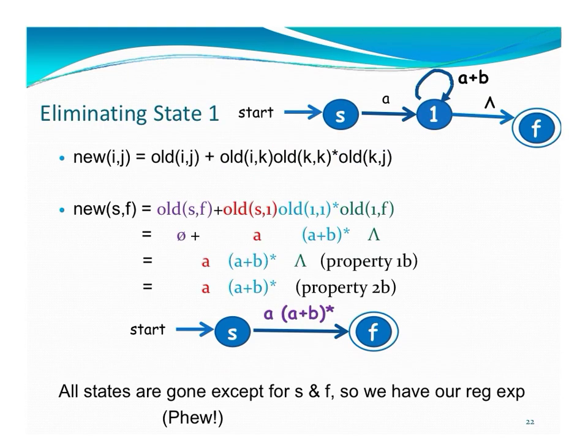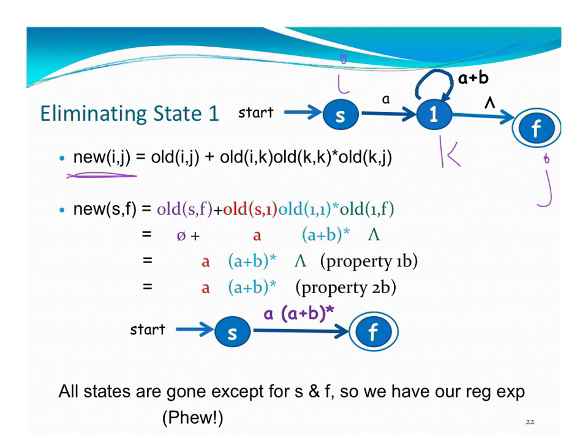Okay, so I'm just going to decide that the next state I'm going to get rid of is state 1. So I want to get rid of this state, and I say, who is state 1 en route between? Well, state 1 is en route between S and F. So since state 1 is en route between S and F, I'm going to say, all right, well, state 1 is my K, S is going to be my I, and F is going to be my J.